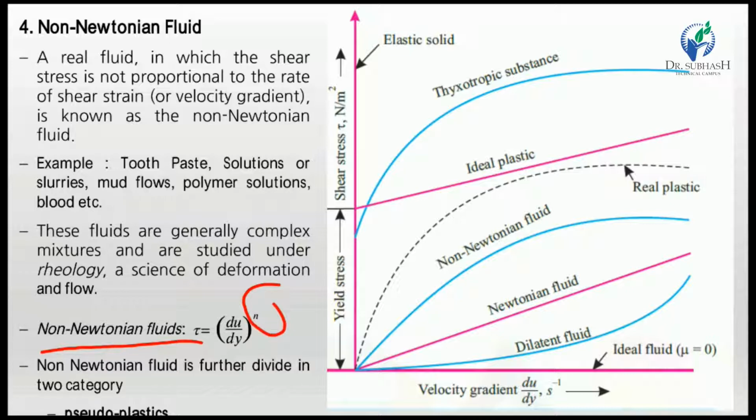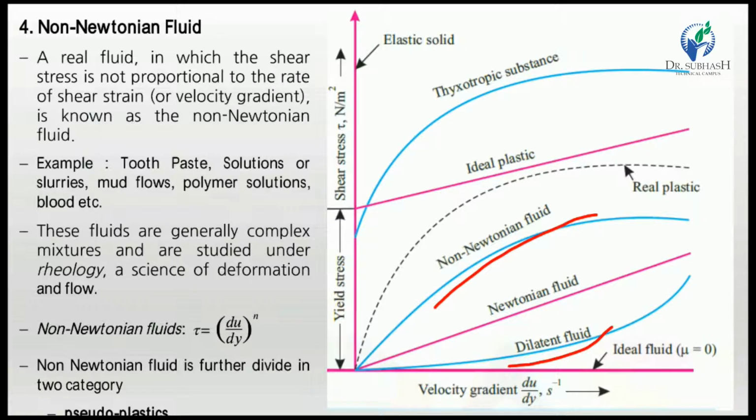Okay. So if n is equal to 1, then the fluid is a Newtonian fluid, but in a non-Newtonian fluid, the value of n is less than 1 or greater than 1, not equal to 1. If n is equal to 1, then the fluid is a Newtonian fluid. And n defines the value of the slope of the line. Okay. So non-Newtonian fluid is further divided into two categories. The first one is the pseudoplastic fluid, and the other one is the dilatant fluid.